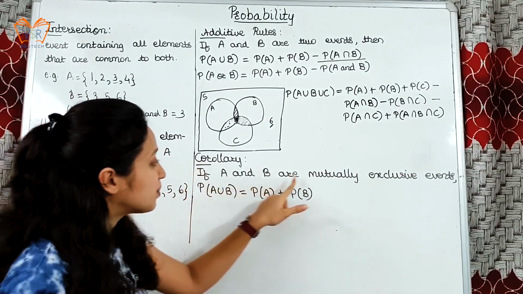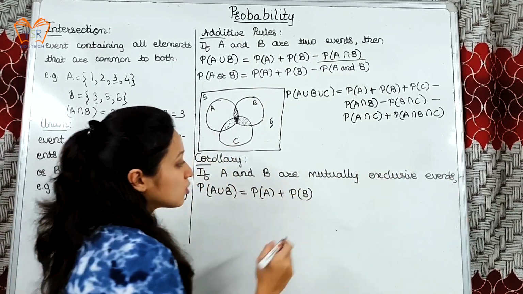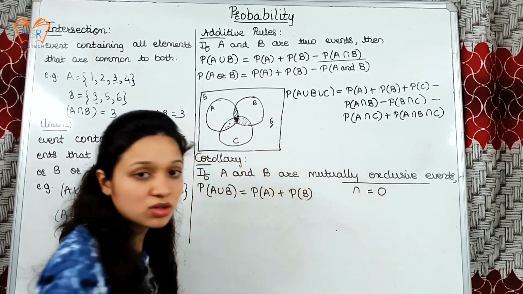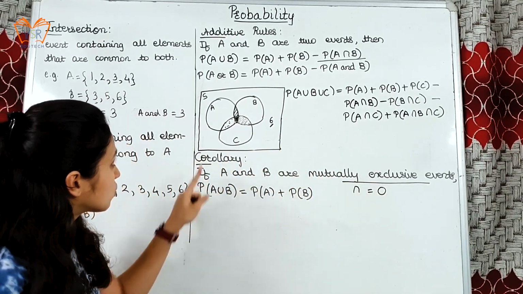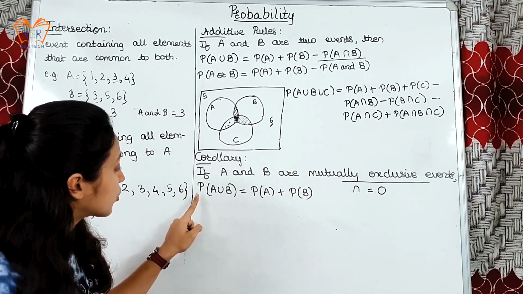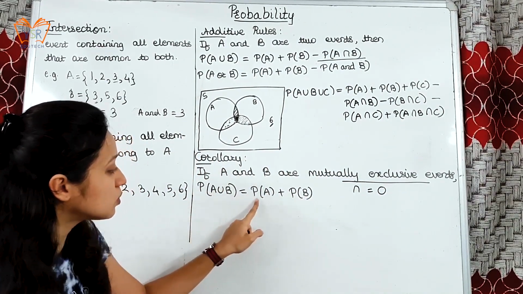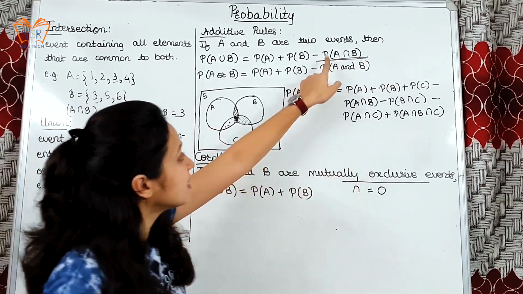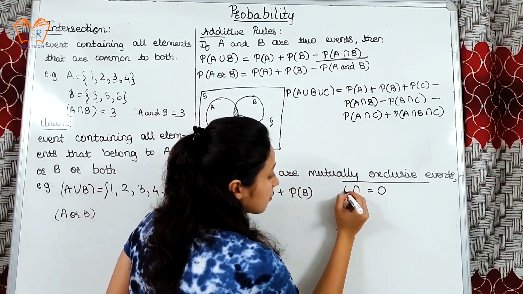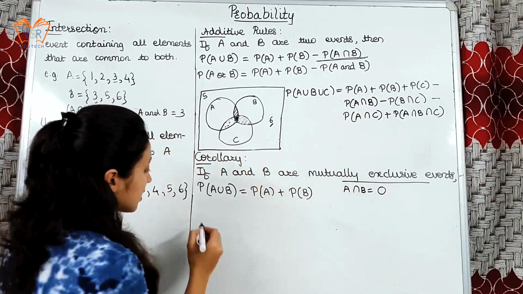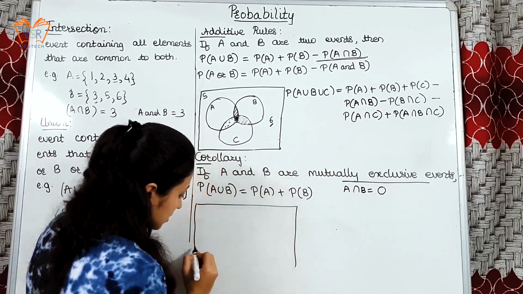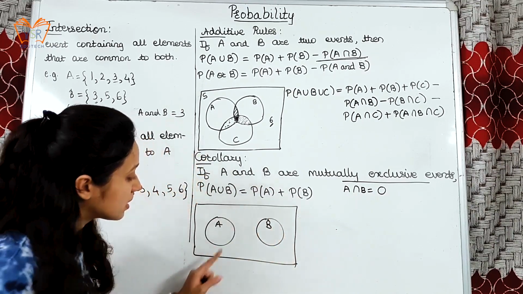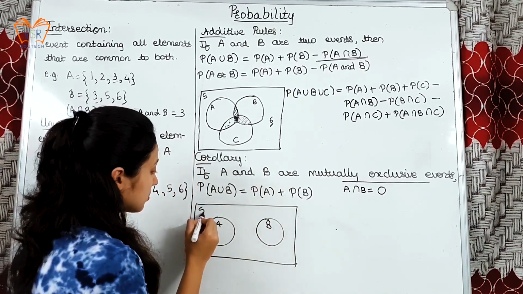Now, if A and B are mutually exclusive events, and mutually exclusive events are those events whose intersection is equal to 0 or the null event, the above formula will be modified as: the probability of the union of two events is equal to the sum of the individual probabilities, and will not have the third term because the intersection is equal to 0. So the Venn diagram can be modified as, suppose this is event A and this is event B. They have no elements in common.